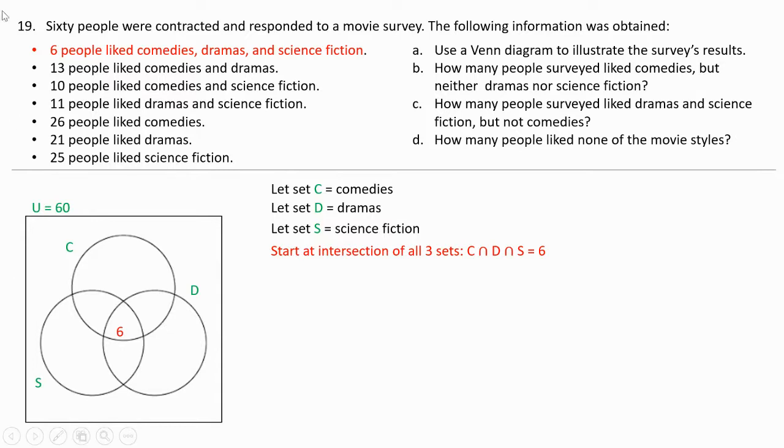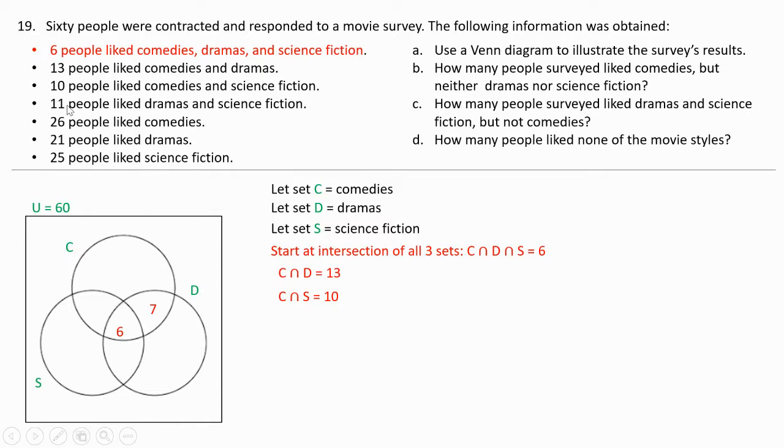Then let's go in order. Then 13 people like comedies and dramas, right? So comedies and dramas means right here, where they intersect. Okay, so 13. If these two are 13, we already got 6 there, so there's going to be 7 there. Okay. Now, what's next?